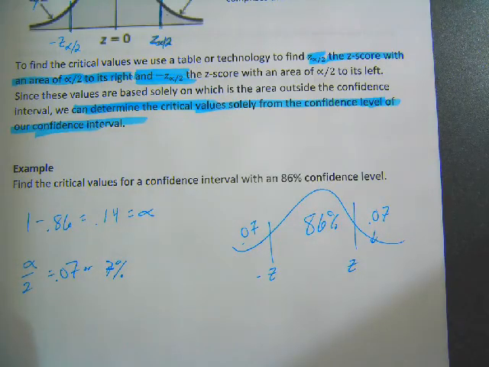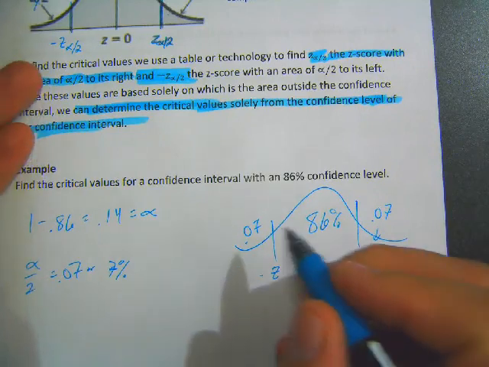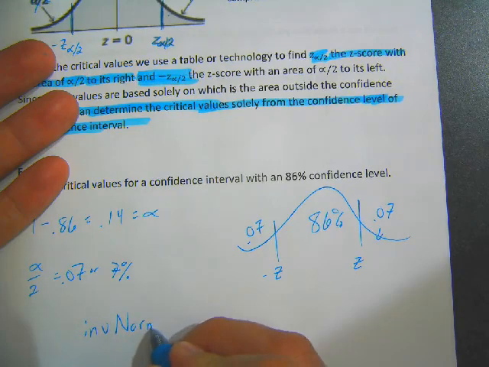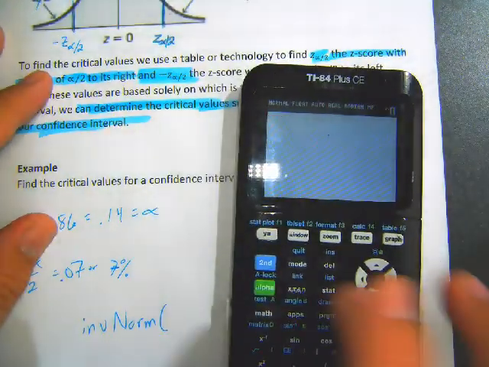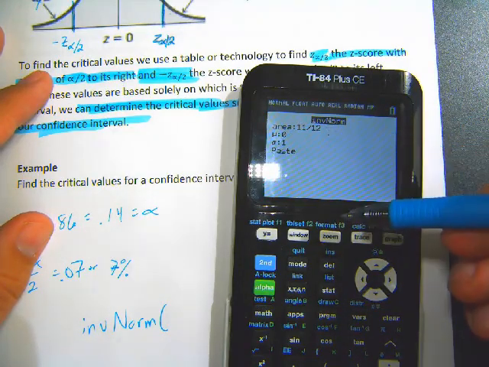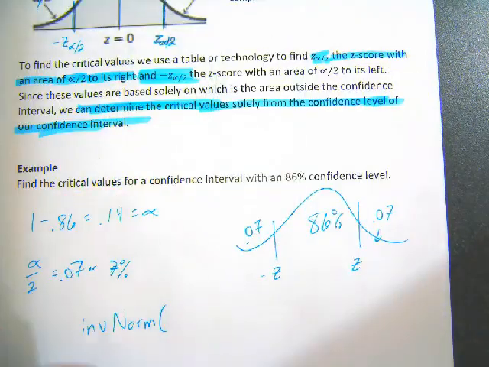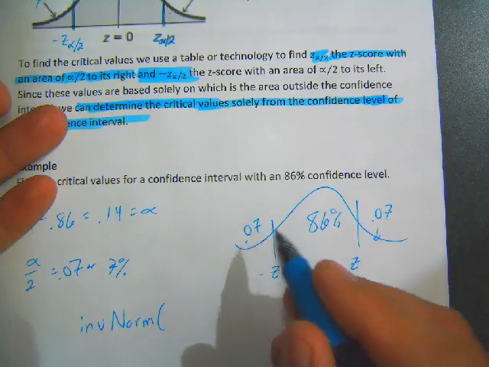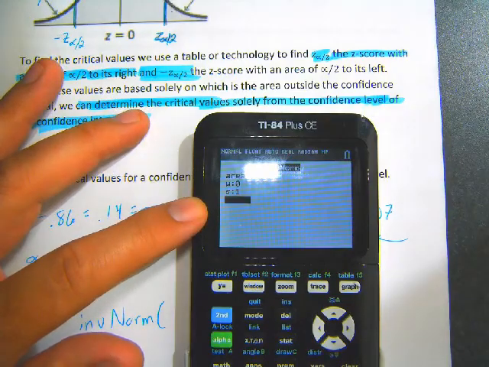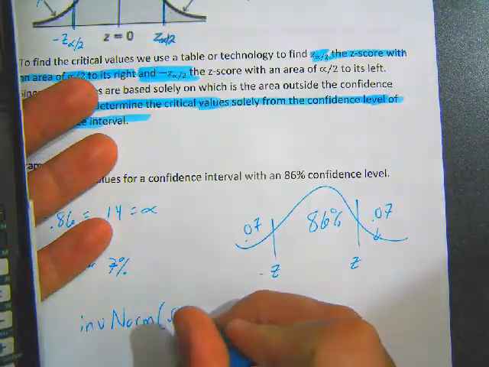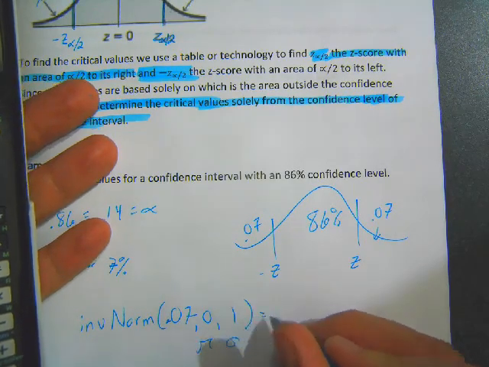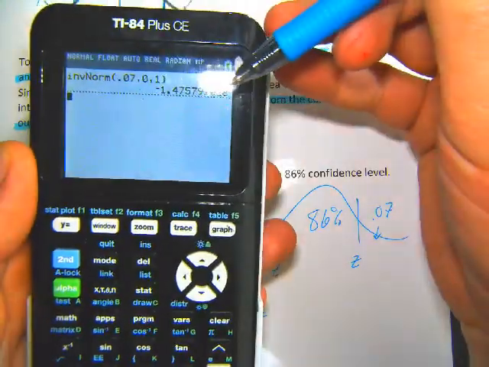Now, remember to use the calculator. If we have an area and we want to find the z-score, we use the inverse norm option. You hit the second button in distribution, and you have inverse norm. Inverse norm is for finding the z-score when you have the area. So I'm going to put in 0.07 for my 7%, and the mean and the standard deviation are going to be 0 and 1. Remember, this is your mean, and this is your standard deviation. And it's going to give me negative 1.475.